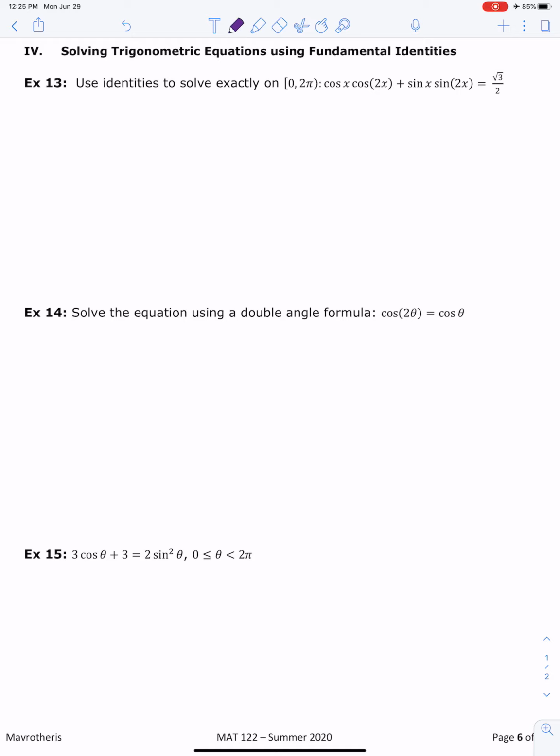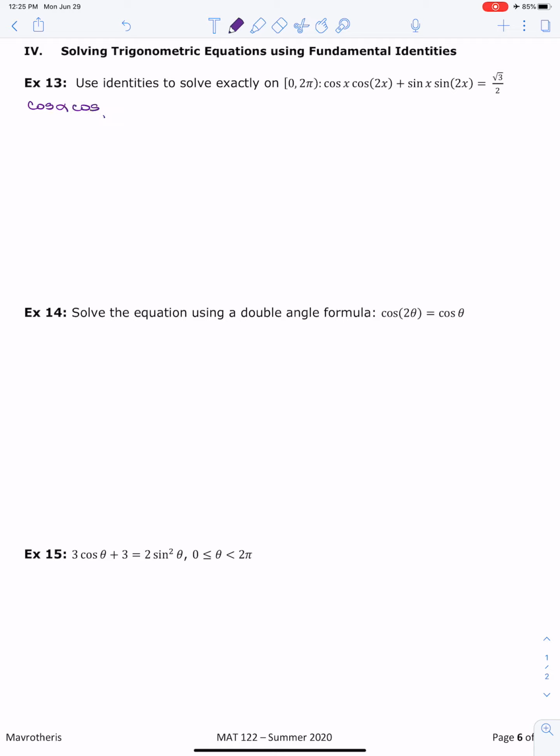We're on the unit circle again. We've got cosine x, cosine 2x, plus sine x, sine 2x equals square root of 3 over 2. Not loving the fact that I've got both cosines and sines, and I've got two different arguments. I've got x and I've got 2x. And those are two totally different numbers. So I'm going to start by thinking of it this way.